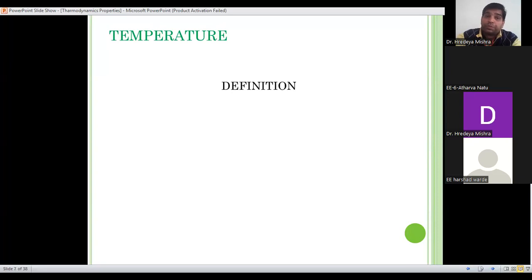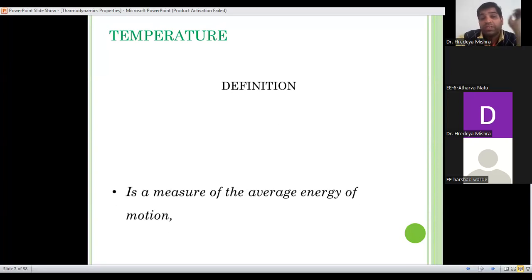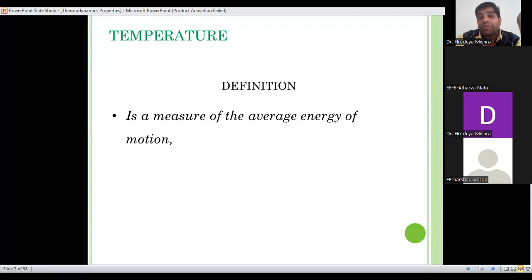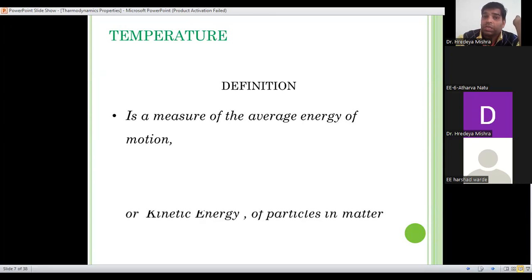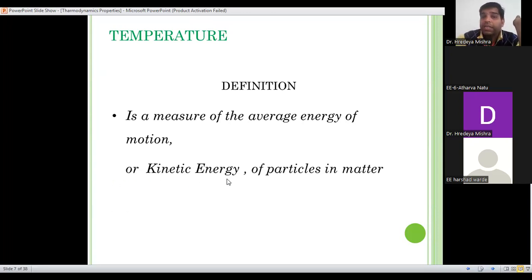Here is one more definition. Temperature is a measure of the average energy of motion, that is, the average kinetic energy of the particles in matter. So we can calculate temperature through the kinetic energy of the particles.